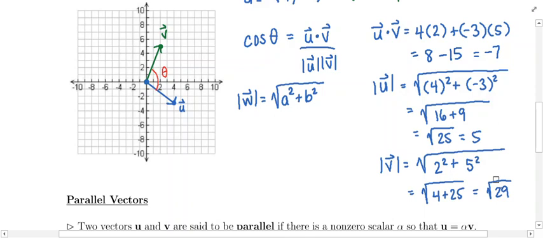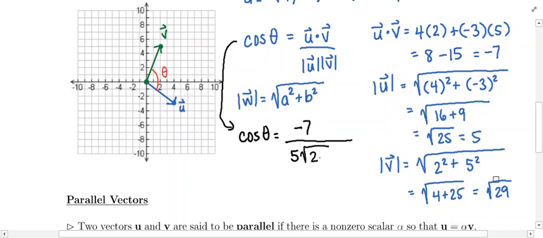At this point, I can plug in to my formula. So I'm going to come over here. The cosine of theta, we don't know what theta is, we're looking for it, is going to be equal to the dot product u dot v. That's -7. You have to use the negative sign. Over the magnitude of u, that's 5, times the magnitude of v, which is the square root of 29.